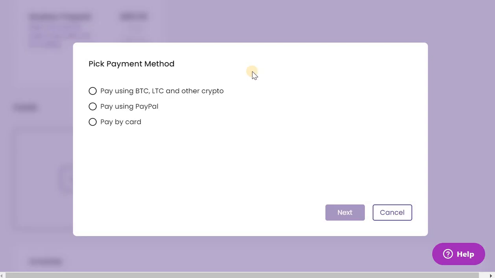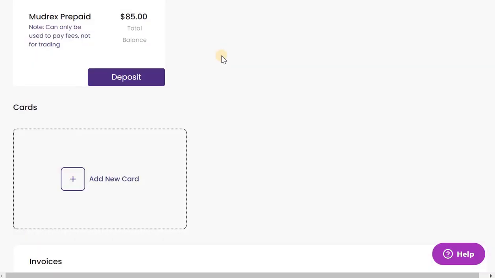There are different ways to fund your wallet on Mudrex. You can either use payments with crypto, you can use PayPal, or you can simply add your card in the Mudrex platform.